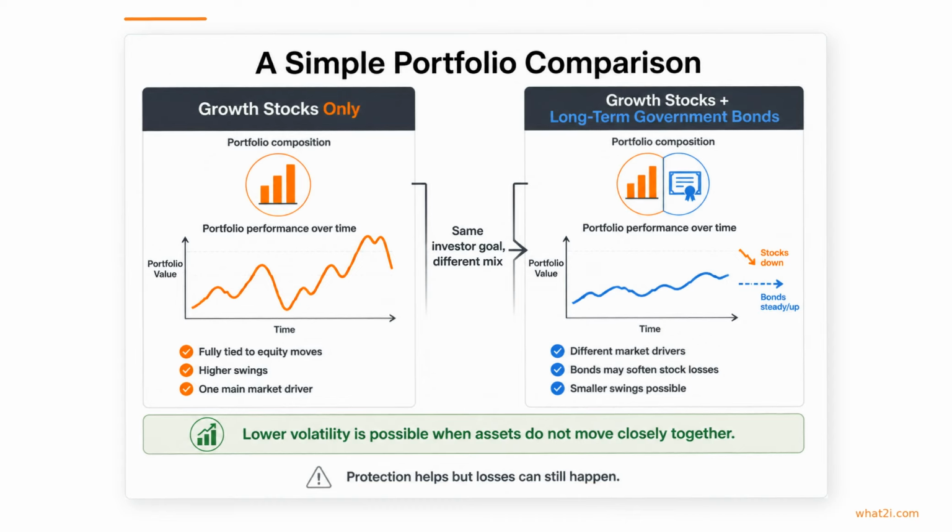In some periods, bonds may hold steady or rise while stocks struggle, which can soften the overall decline. That does not eliminate losses, and it does not work perfectly in every environment. But when the relationship is not tightly positive, the combined portfolio may feel materially more manageable.